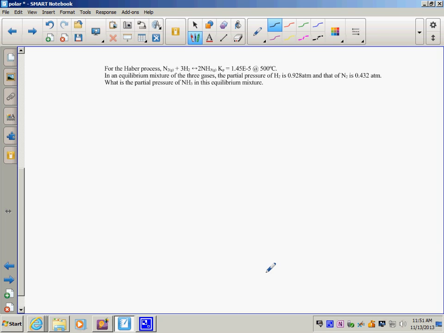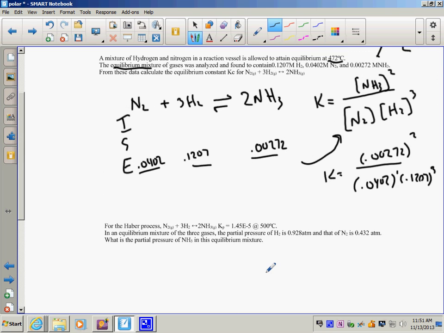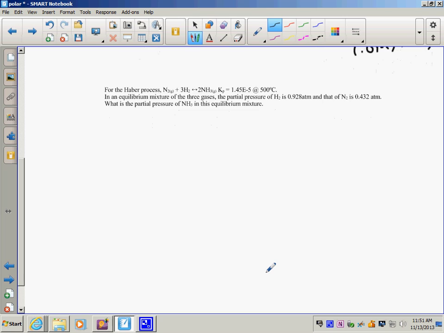Okay, the other process, same chemical reaction. Okay, they're giving me a K now. It's a different temperature, so a different K, and they're doing Kp in this case. A couple things to notice. Again, we have all gases, and I don't have that labeled a gas, but it is a gas. In an equilibrium mixture of 3 gases, the partial pressure of H2 is this one, N2 is that. What is the partial pressure of NH3?